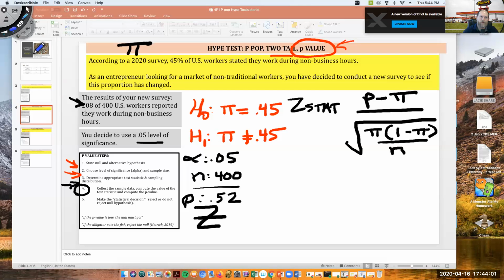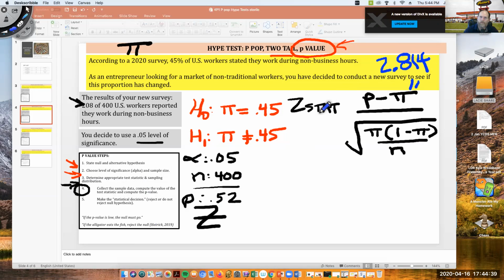All right, our test statistic is not going to change. We're going to put that in there for P. We're going to put 0.545 in there for P-pop, and we're going to put 400 for N. So our test statistic is still going to be 2.814. That's what this equals. Now, compute our p-value. This actually sounds more difficult than it is. It's not that difficult, but there is a trick to it.